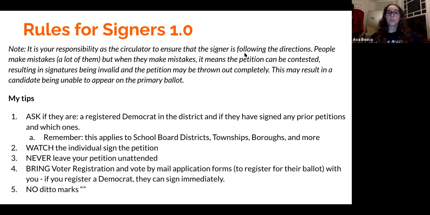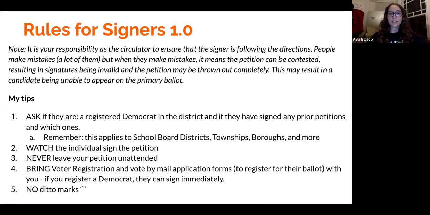I'm going to go through some of the rules for signers. As a petition circulator, it is your responsibility to ensure that the signer is following the directions. People make mistakes. They make a lot of mistakes. But as a petition circulator, you are there to ensure that this does not occur or that those incorrect signatures get struck out. What happens when there is a bad signature is that it is invalid, and that particular signature can be contested and thrown out. What this means is that candidates might not be able to appear on the primary ballot.